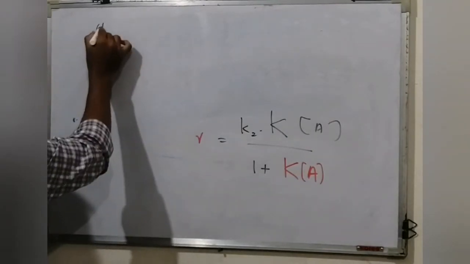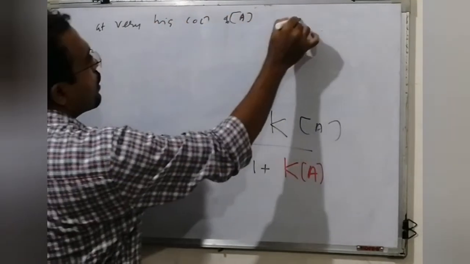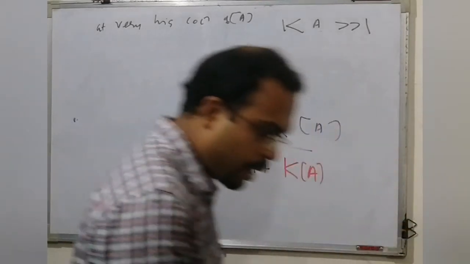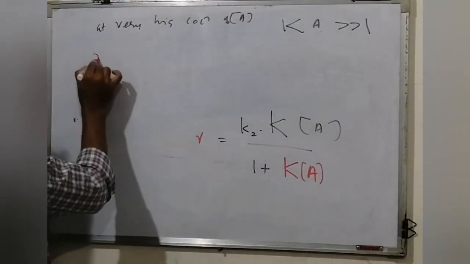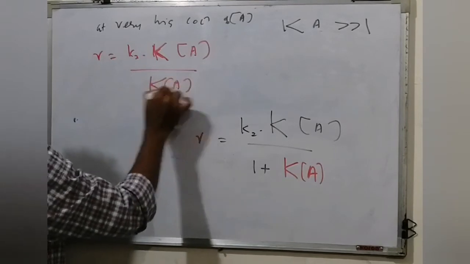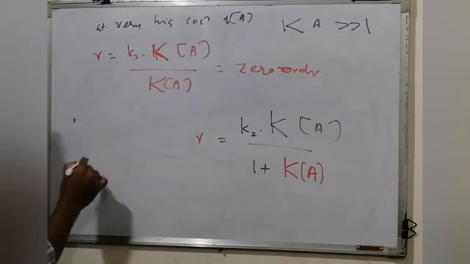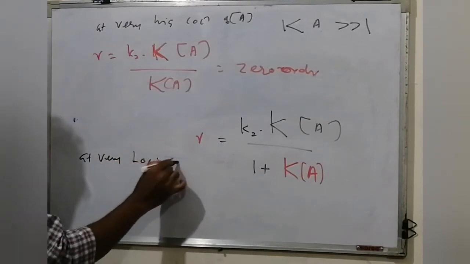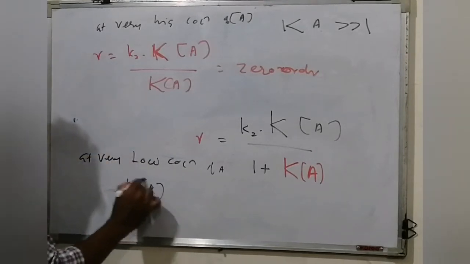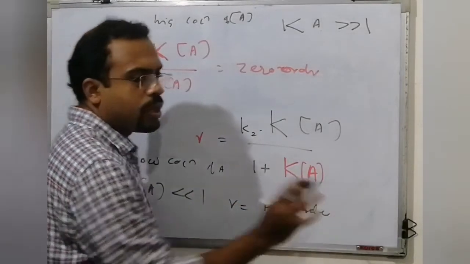Now, at very high concentration of A, KA will be greater than 1. At very high concentration of A, KA is very high. Therefore, R is equal to K2 into KA divided by KA, zero order. At a very low concentration of A, KA is less than 1, therefore R is equal to K2 K A, first order. Students, very, very important.